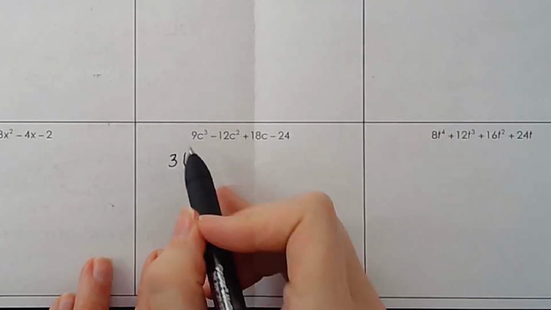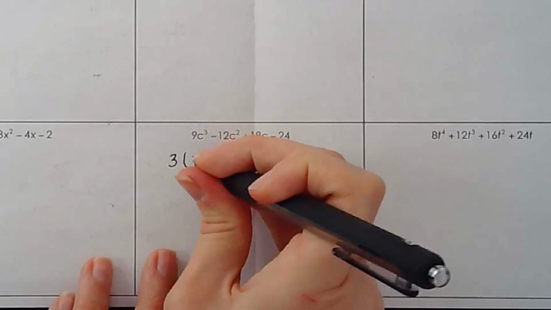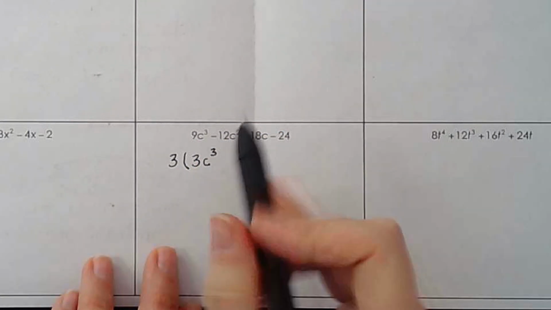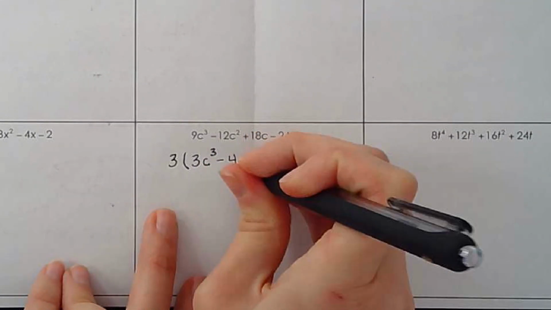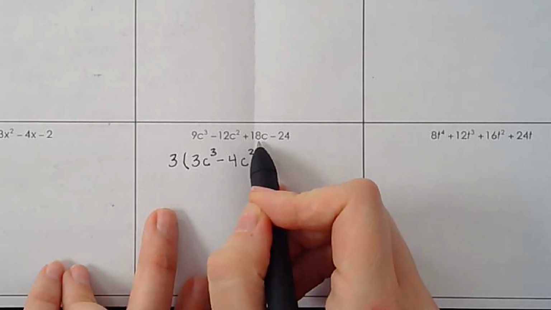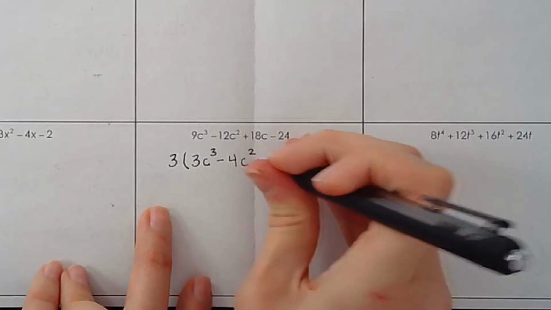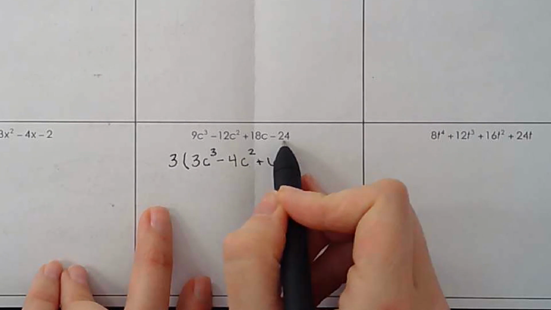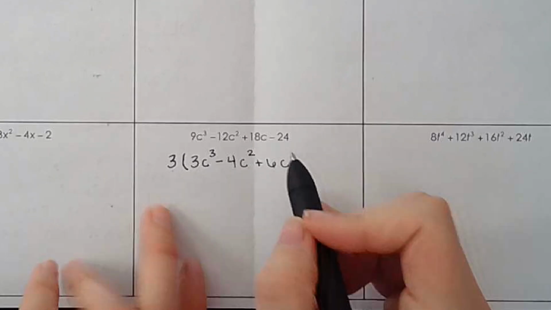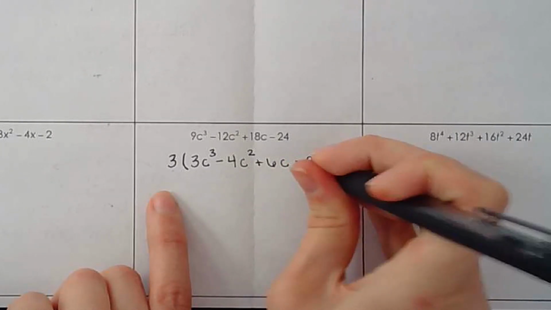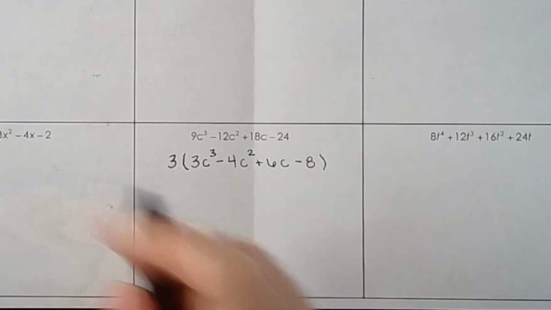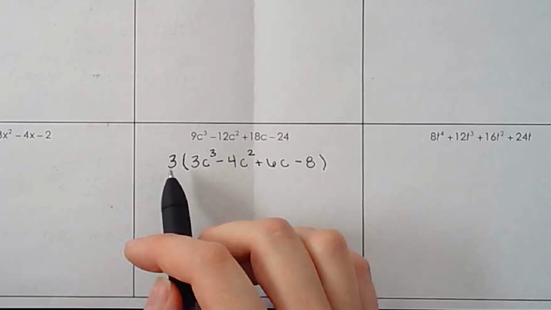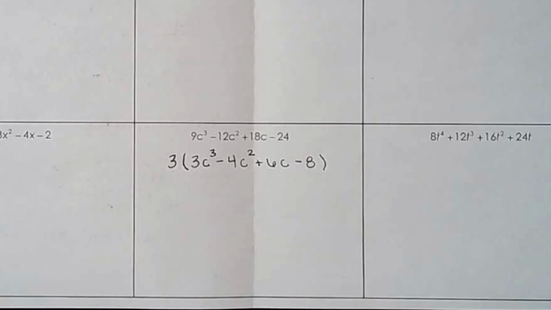So that leaves me with 9 divided by 3 would be 3c cubed. Negative 12c squared divided by 3 would be negative 4c squared. 18c divided by 3 would be 6c. And negative 24 divided by 3 is negative 8. So I pulled out my GCF first. Always look to see if you have a greatest common factor first.